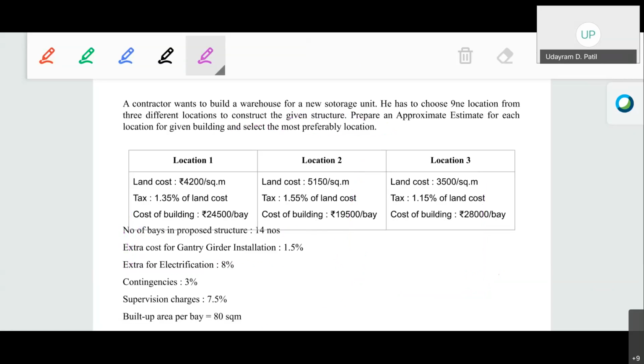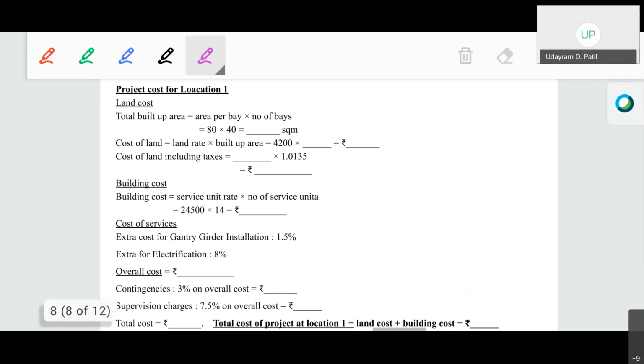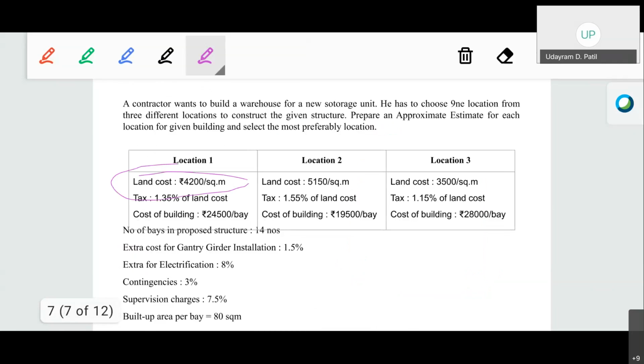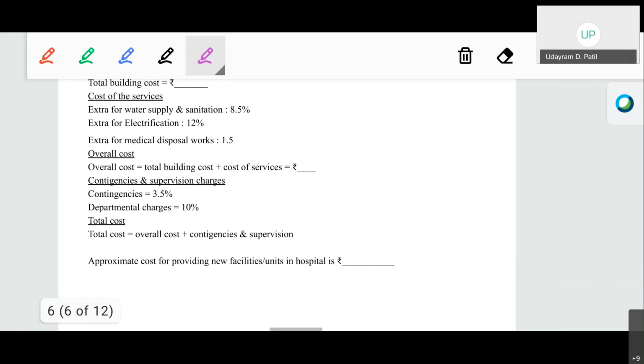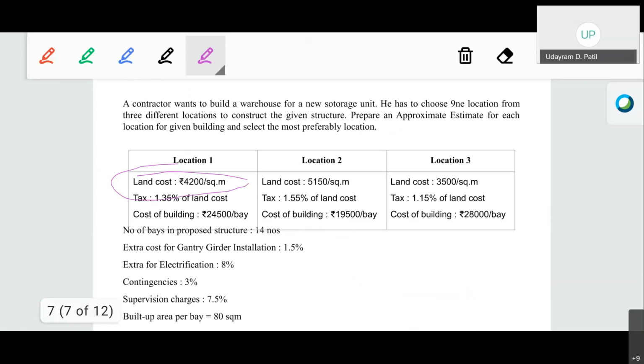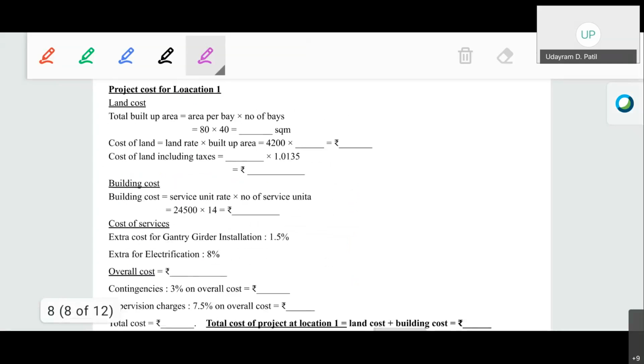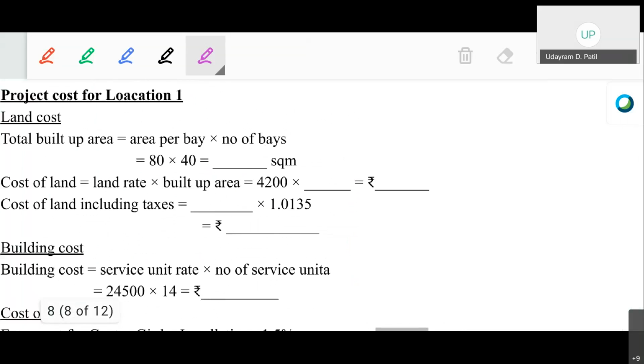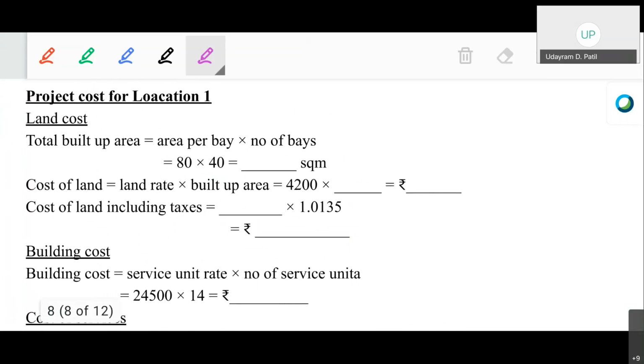Okay, so first, here one thing is added: your land cost is added. In the previous example, what was added? Increment in rate. Now in this case, another factor is land cost. Okay, so first, calculating the project cost for location one.